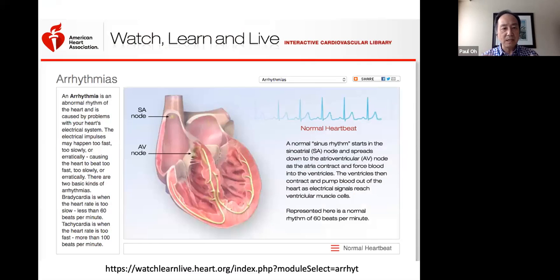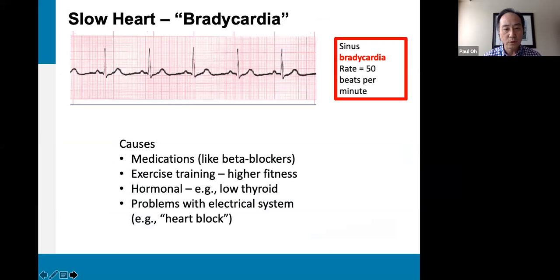What do these things mean? Well, if you want to learn a little bit more about normal rhythm and arrhythmia, there is a very nice watch and learn video that is available at the American Heart Association website if you wanted to do a little bit of extra homework about how these beats will work. So there's an extra resource for you.